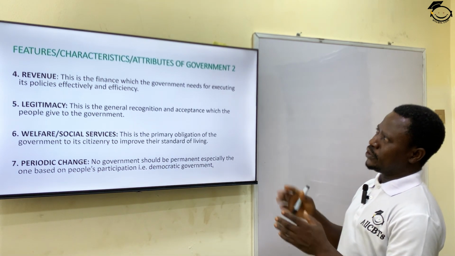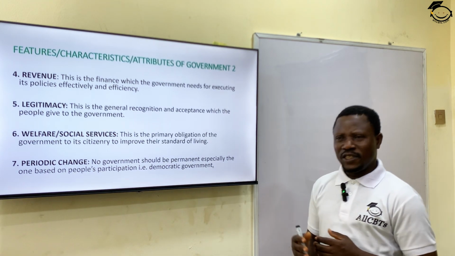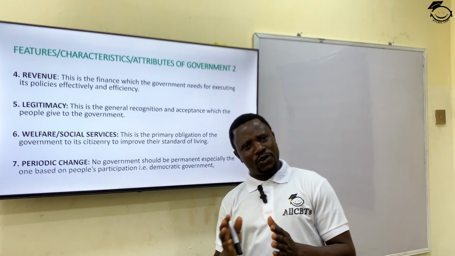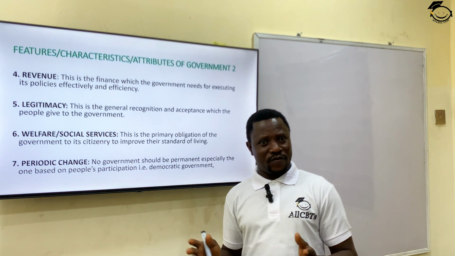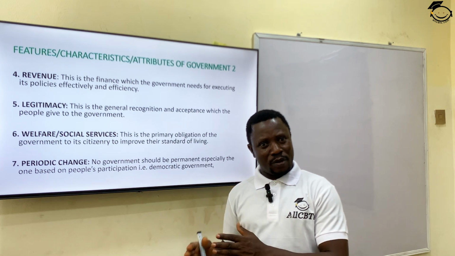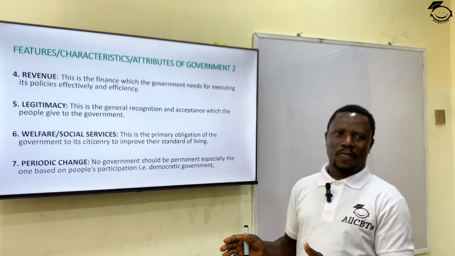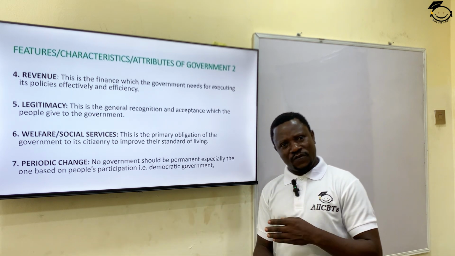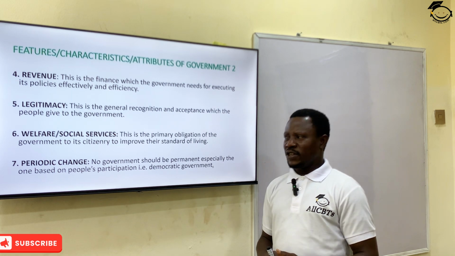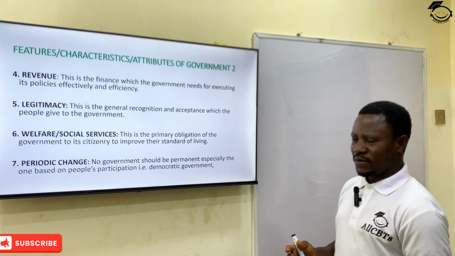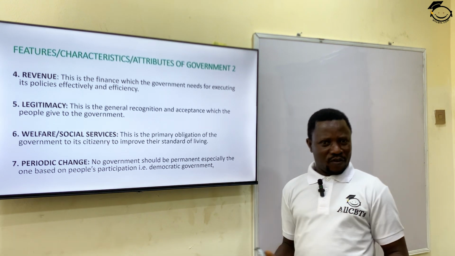Another basic function of a good government is the ability to organize a periodic change of government. No government is expected to be forever. In fact, that is the major difference between a government and a state. While a state is a permanent institution, a government is an administrative institution that is expected to change from one time to the other. No one is expected to rule forever. And this is the basis of what we call democratic government.